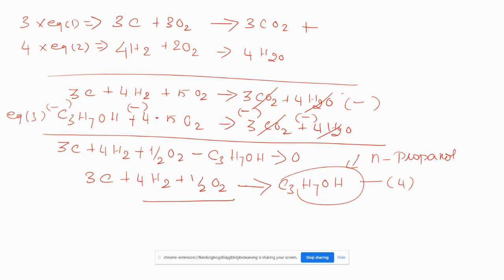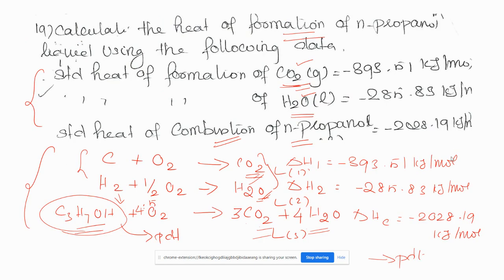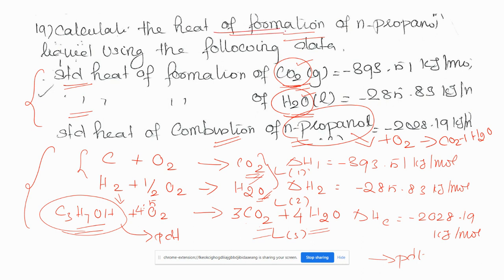Okay. So first, once again I repeat, for the given data, standard heat of formation means CO2 will be in the product, H2 will be in, and standard heat of combustion is propanol will be in the reactant, and this will react with O2, and the products will be always CO2 and H2O. Combustion products already we know. So now these are all the given data. For this del H1, del H2, del Hc is given, but they have asked the standard heat of formation of N-propanol. So we want the propanol on the product side.